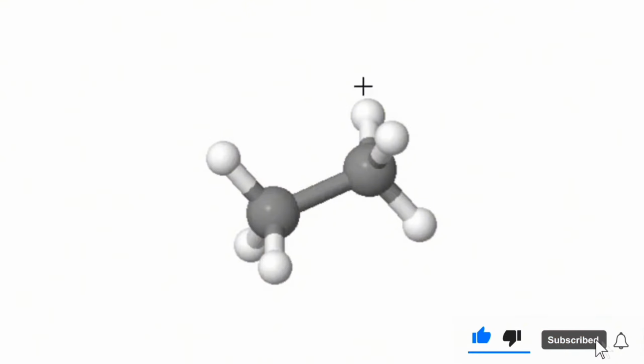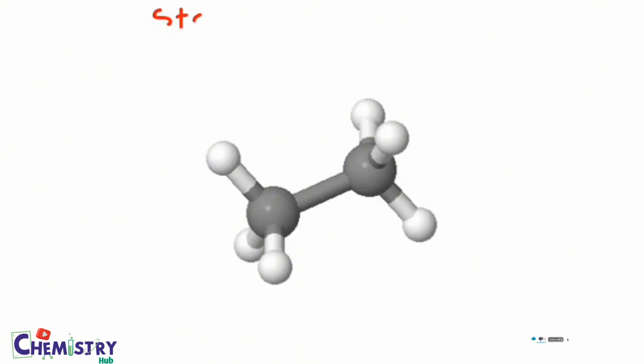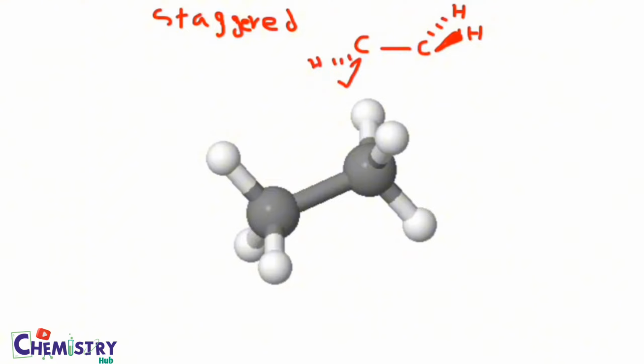Another sorting we have for the structure is the staggered form of ethane. The next sorting is staggered, which is displayed in this way. This form is the staggered form.